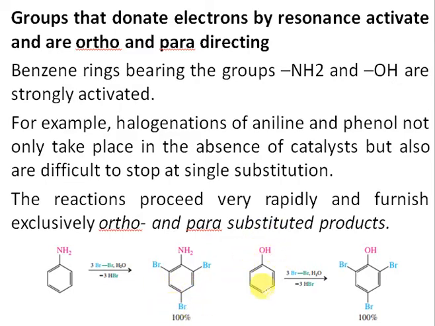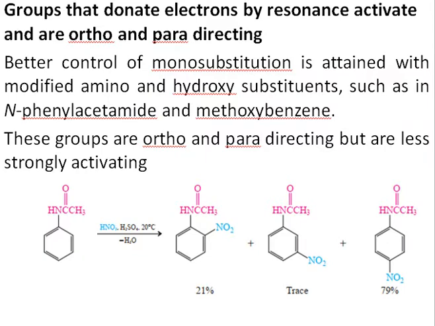Right? Similarly, if we have a phenol, again there is no need for a catalyst. The reaction occurs at room temperature very rapidly, and we get 100% of the tribromo product. So we cannot get a monobromo product. These groups, the amino group or the hydroxyl group, are very strongly activating. They increase the rate of the electrophilic substitution reaction, and they are very strong electron donating groups, and they are ortho-para directing groups, right?